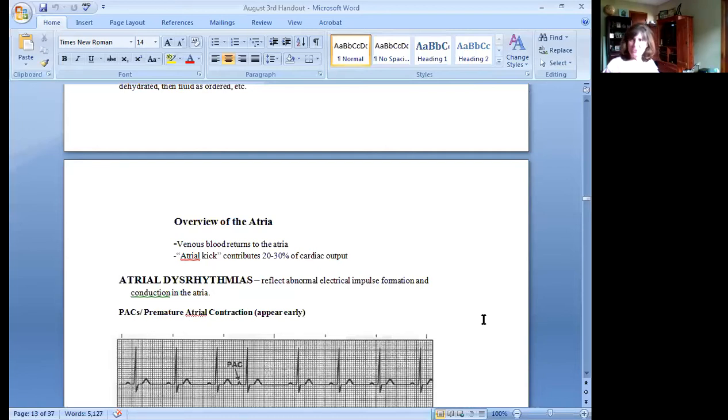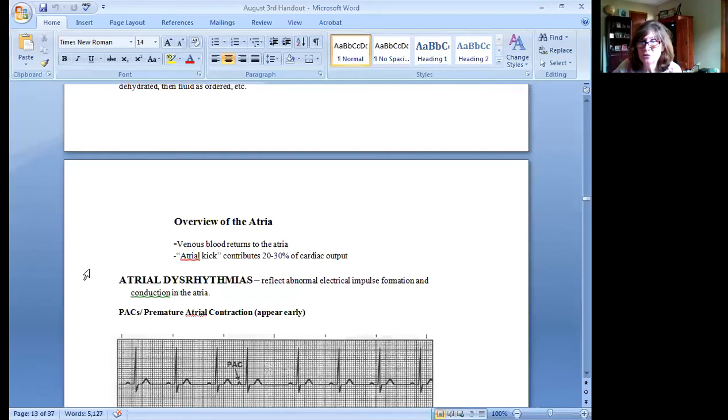Now on to atrial rhythms. You know the atria, the upper chambers, the right and the left atria, and the lower chambers, the ventricles. And yes, the SA node sits up high in the right atrium, but sometimes a little impulse can originate from elsewhere in the atria. What's important about the atria is that when blood pumps from the atria down to the ventricles, that contributes 20 to 30% of our cardiac output. It's called the atrial kick, and that's important.